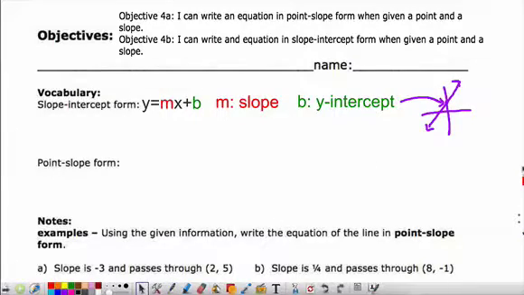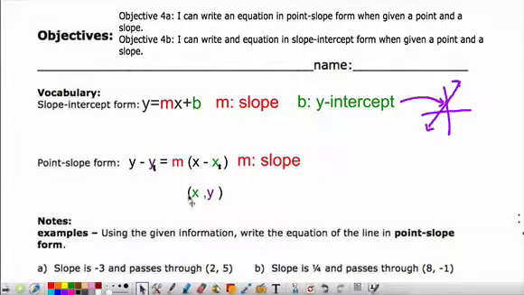Okay, point-slope form is the new one. It's y minus y equals m times x minus x. A lot of times we'll call this y sub 1 and x sub 1. These are important. They're colored like this because I want you to know that this is where we're going to put our point. But the m is the same as it was before. m is always slope, so the slope goes right there.